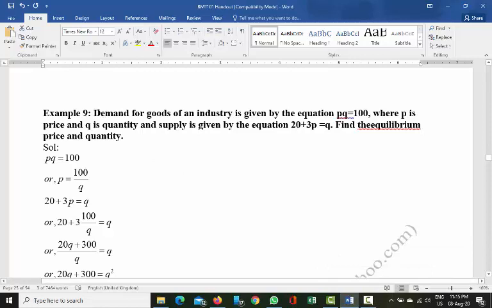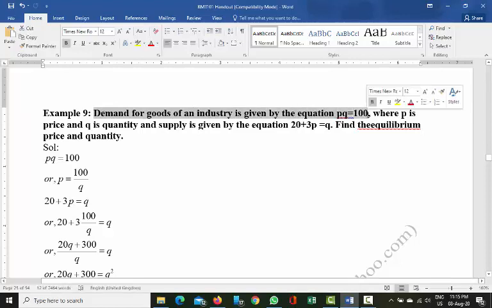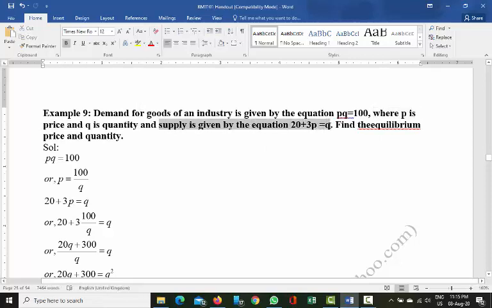So now let us solve question number 9. Demand for goods of an industry is given by the equation PQ is equal to 100. So this is the demand equation where P is price and Q is quantity, and supply is given by the equation 20 plus 3P is equal to Q. The question is asking to find the equilibrium price and quantity, right? So here in the first equation we have PQ is equal to 100, so P is equal to 100 divided by Q.